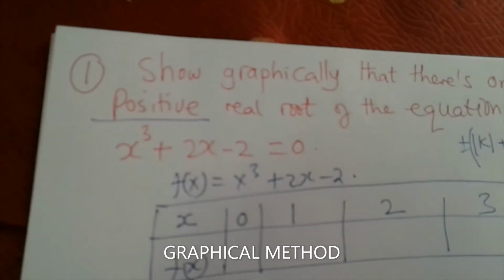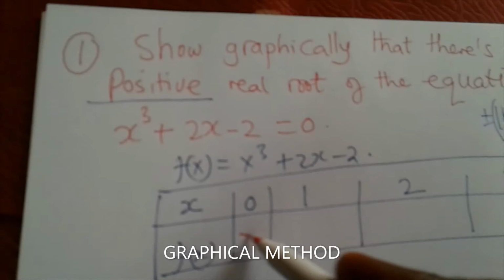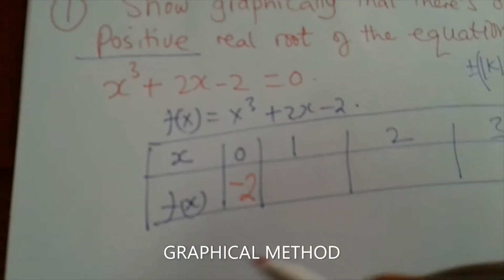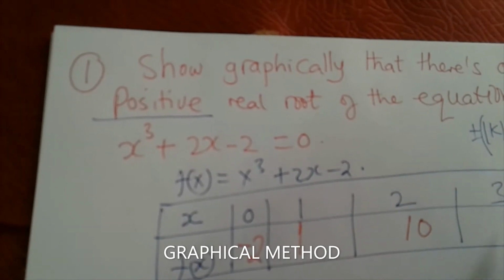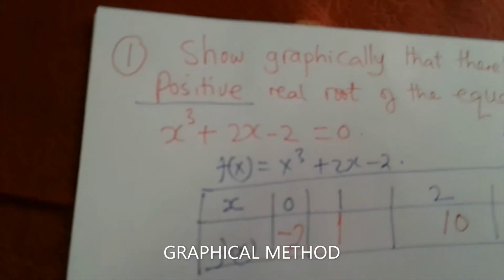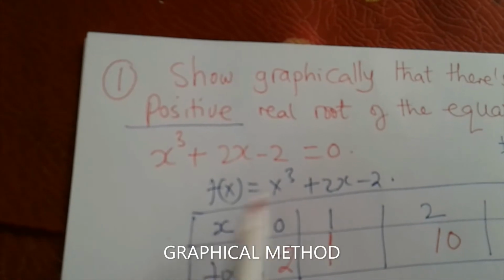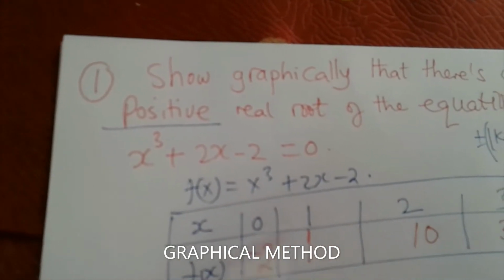And when you put 0, it will give f(x) as -2. When you put 1, that is 1. When you put 2, it gives 10. When you put 3, it gives 31. And since it is a curve, we expect more than 3 points or more.